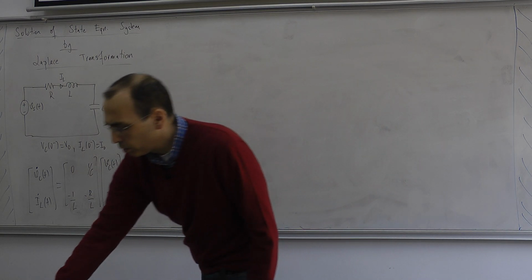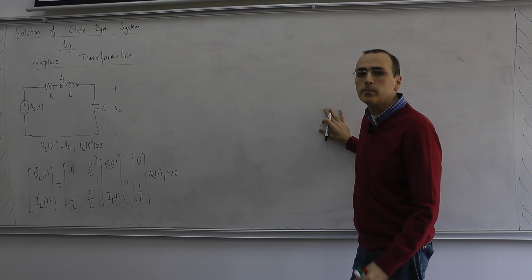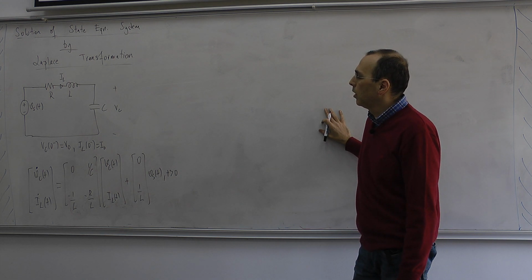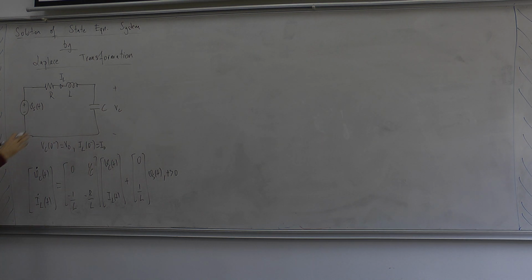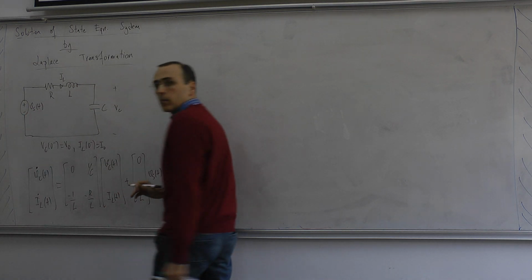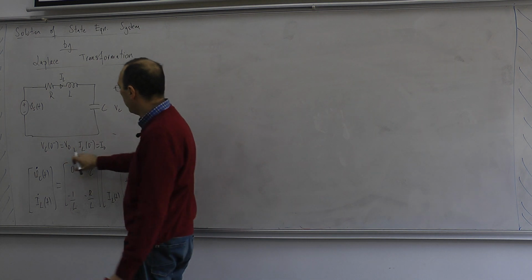Okay, so we are continuing with the topic of solution of state equation systems by Laplace transformation. We will deal with this topic through this example. Assume that I have this circuit, series RLC circuit, which is characterized by, as you see, state equation system. Two initial conditions are provided.